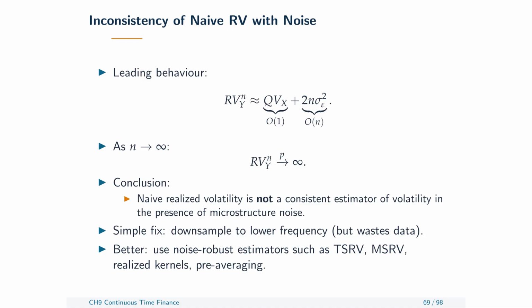One response is to sample less frequently. Coarser returns reduce the number of noise differences relative to latent movement, but they discard information and introduce discretization error. There is no universally optimal fixed interval. The appropriate frequency depends on noise intensity, volatility dynamics, market liquidity, and the inferential target. Noise-robust estimators use more of the data while explicitly cancelling or smoothing contamination.